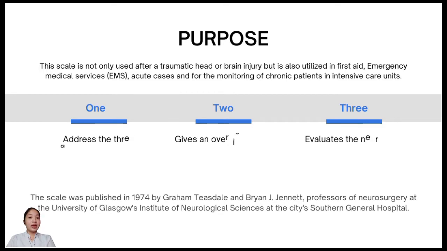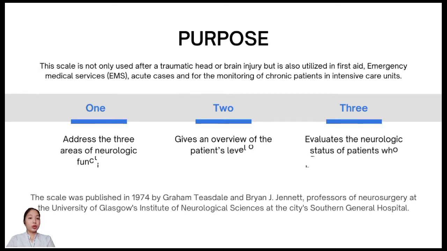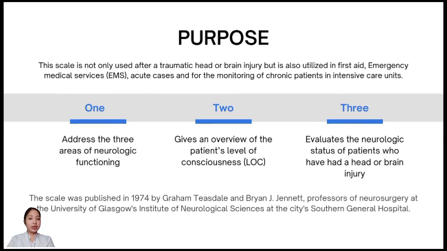For the purpose, this scale is not only used after traumatic head or brain injury, but it is also utilized in first aid, emergency medical services, acute cases, and for the monitoring of chronic patients in intensive care units. This scale is used to, number 1, address the 3 areas of neurological functioning. Number 2, give an overview of the patient's level of consciousness. And last, number 3, evaluate the neurologic status of patients who have had a head or brain injury.